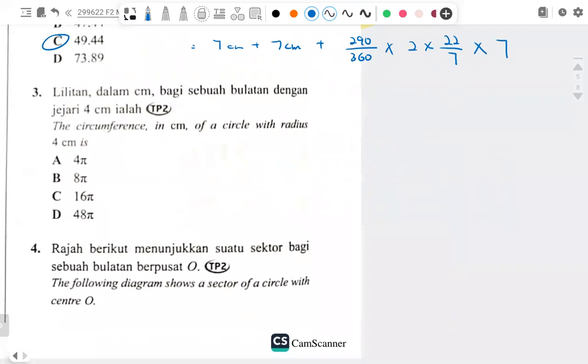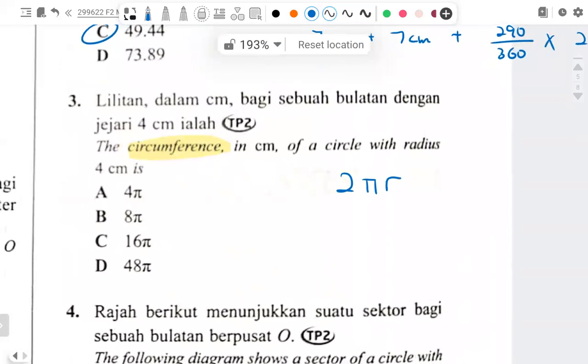Okay, number 3. The circumference in centimeter of a circle with radius 4 cm is, so here the keyword circumference again, formula 2 pi r. So write down 2 pi r. Then you look at the option, because this is objective. You look at the symbol pi, still there for every option A, B, C, and D. Meaning, we no need change the pi to number. No need change to fraction. No need change to decimal. We just leave it there.